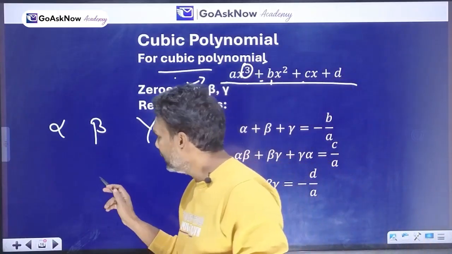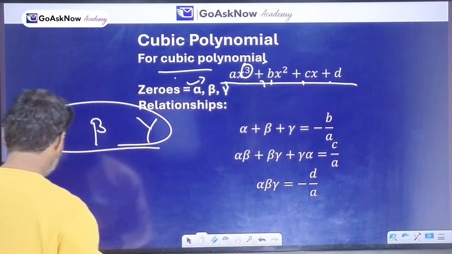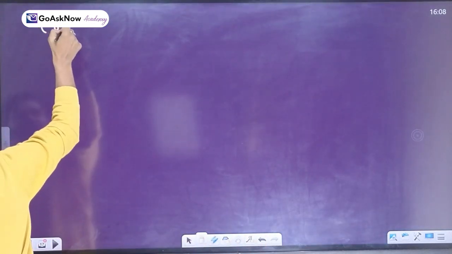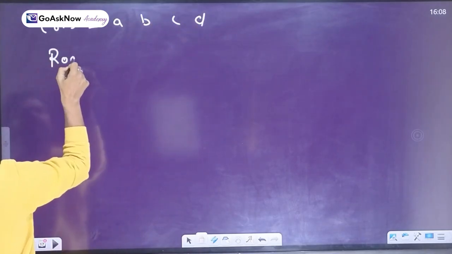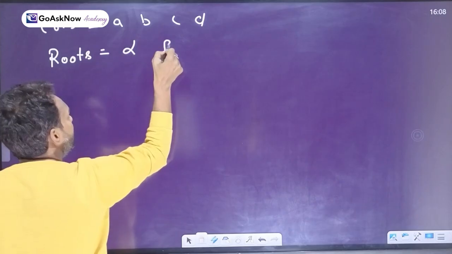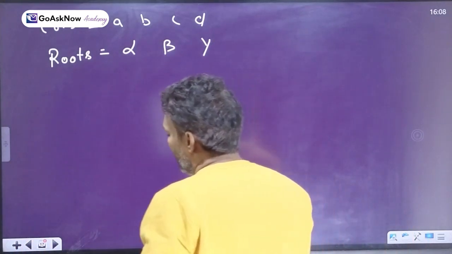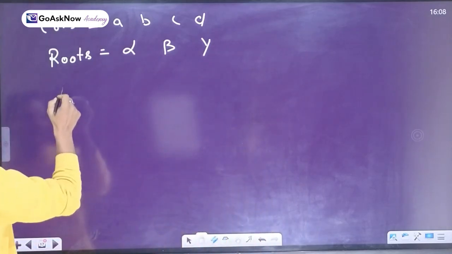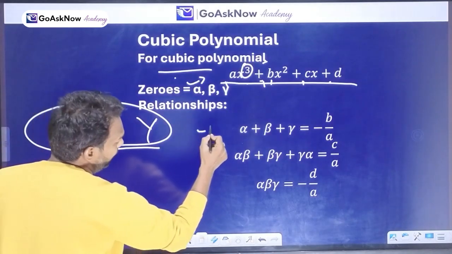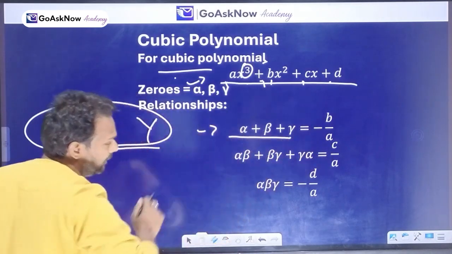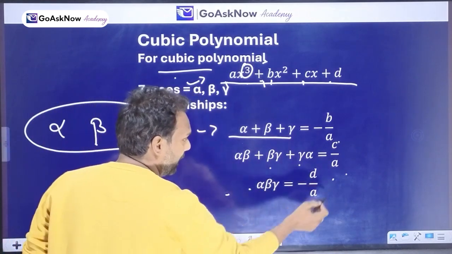Now, what is the relationship between these roots and these coefficients? The constants are a, b, c, d, and the roots are alpha, beta and gamma. Okay. The relationship between roots and constant terms is: alpha plus beta plus gamma is equal to minus b upon a. Alpha beta plus beta gamma plus gamma alpha is c by a. Alpha beta gamma is minus d by a.